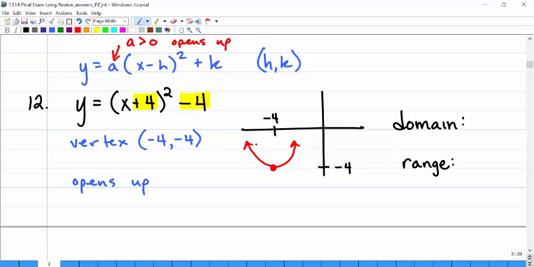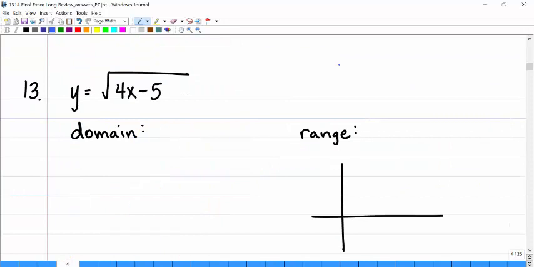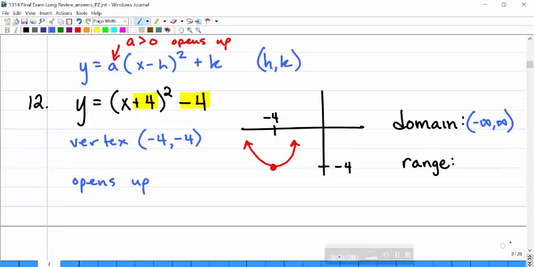The domain for all parabolas is negative infinity to infinity. The range, when I come in here on my y-axis, will start here at negative 4, and it will go on up to infinity. So the range starts at negative 4 with a bracket and goes up to infinity.